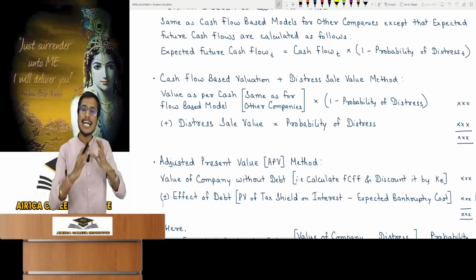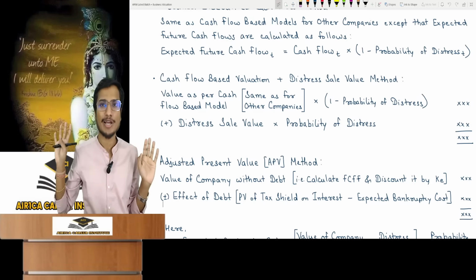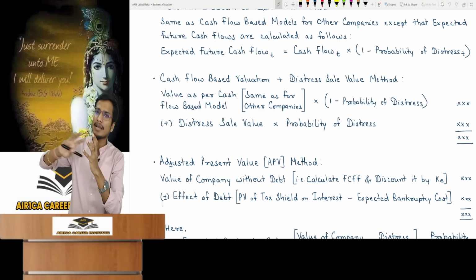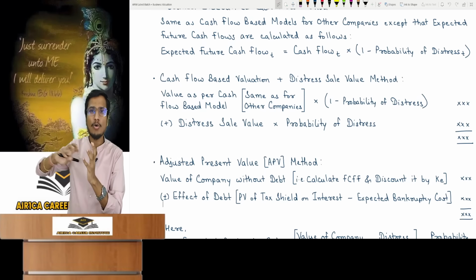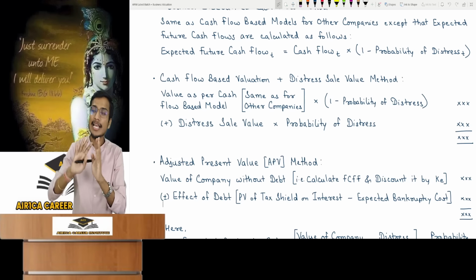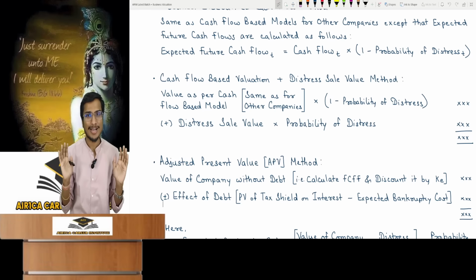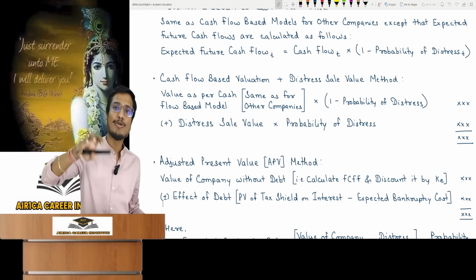What does this method say? It says to apply the cash flow based valuation that you normally do for general companies as it is. You should apply it as it is, assuming that it's a normal company. Calculate the value as a normal going concern company with the usual method. So simply use the normal cash flows, calculate their PV and find the value, plus the distress sale value is separate.